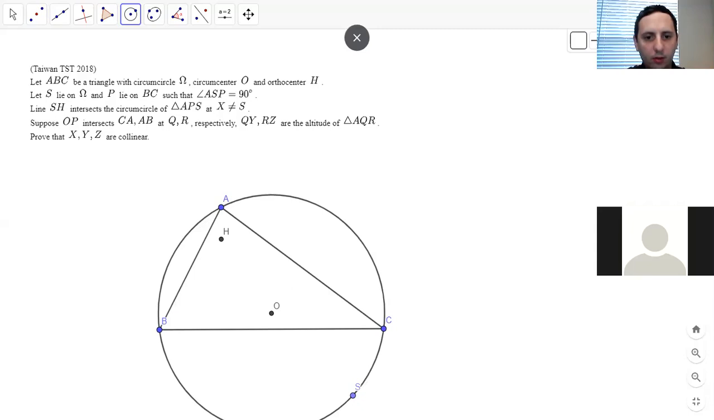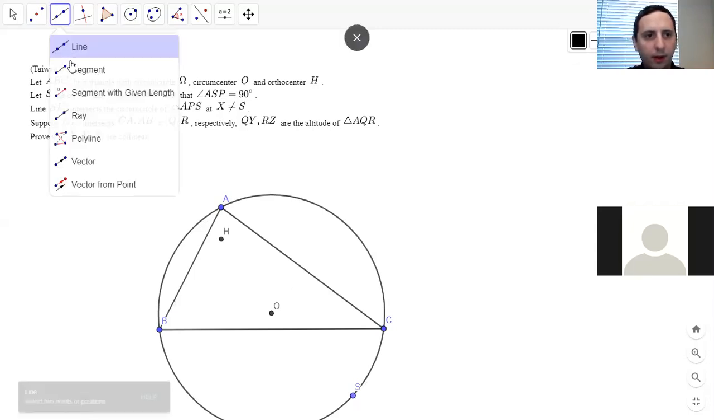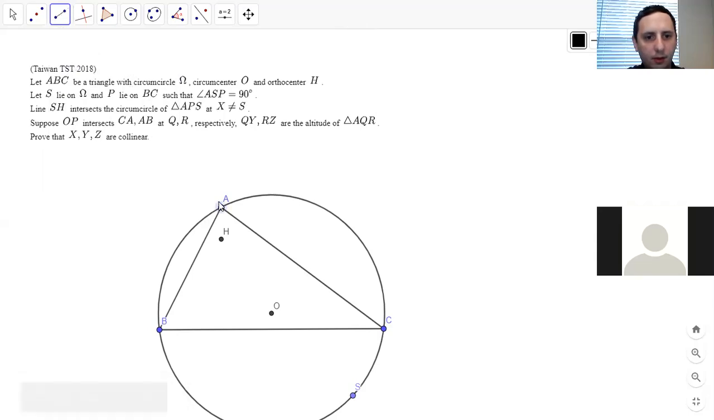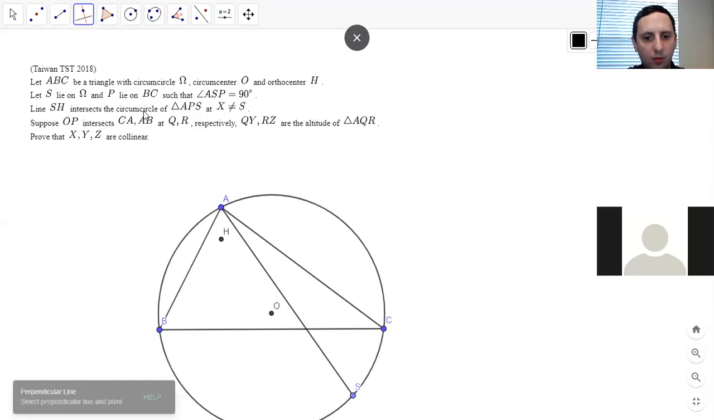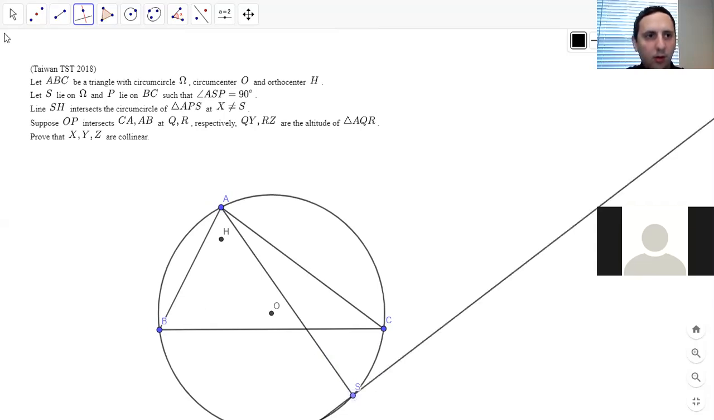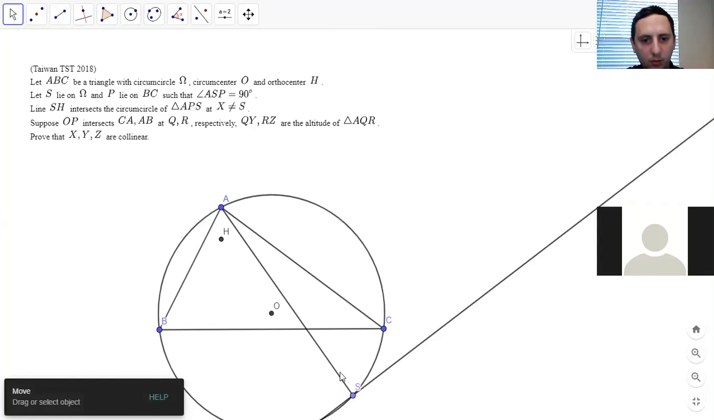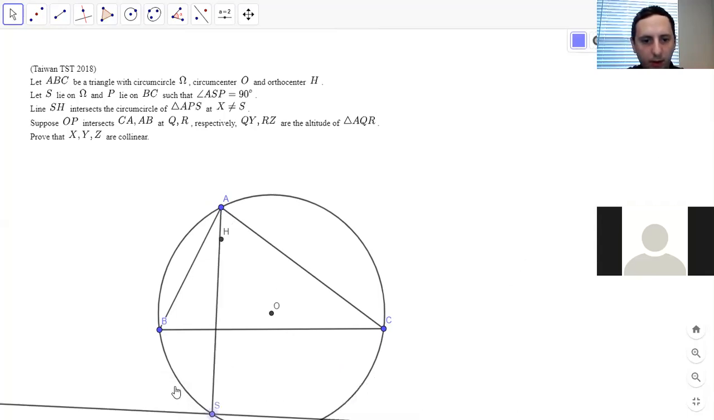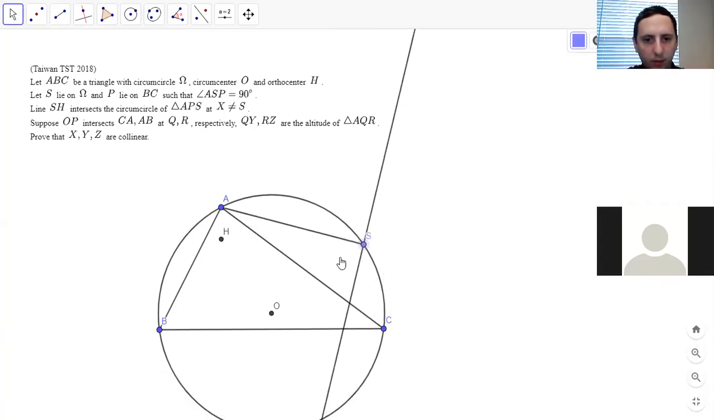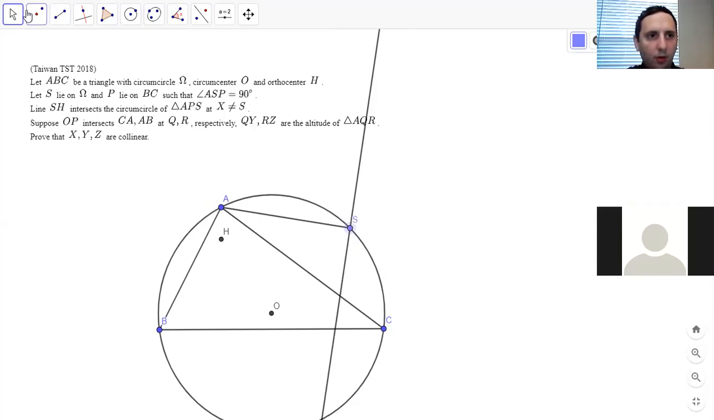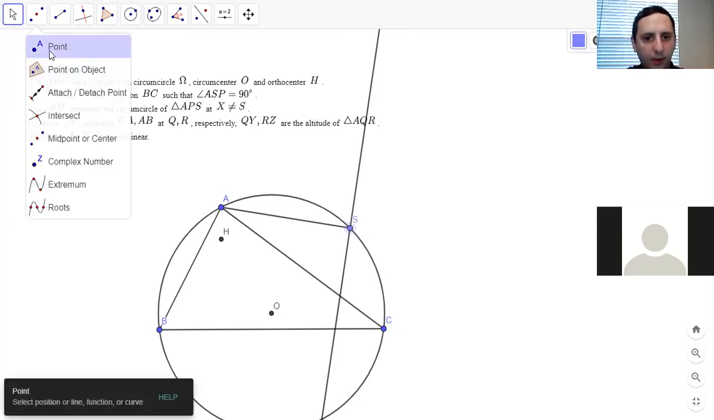Okay. So then I'm going to want to draw the perpendicular to AS. And I want the point to lie on the segment BC. So I'll figure out how to do that in just a second. So where should I move S? How about right here? Or something like that. So this is point P right here.